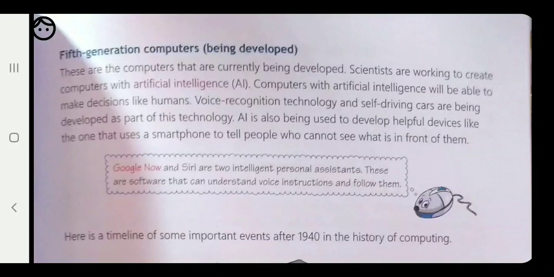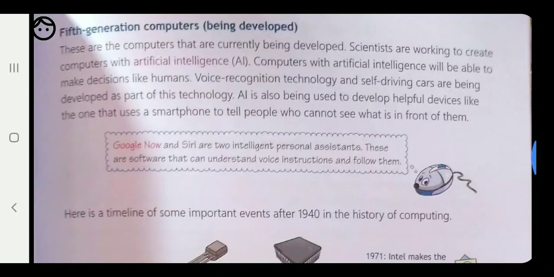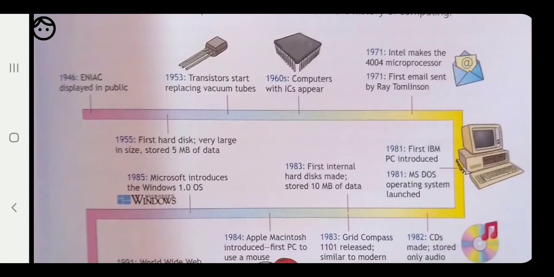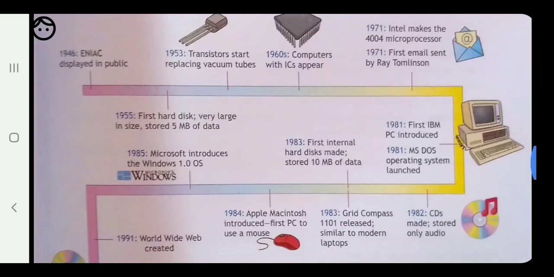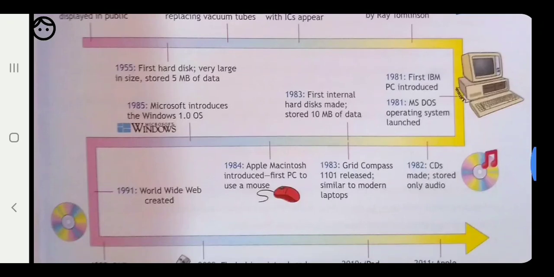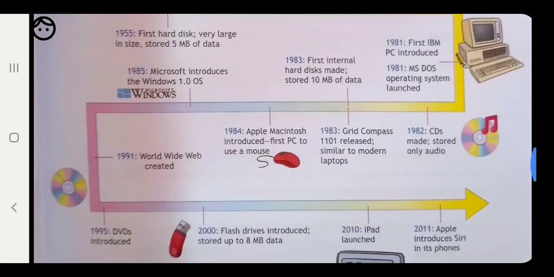Google Now and Siri are two intelligent personal assistants. These are software that can understand voice instructions and follow them. So in 1946, ENIAC was displayed in public. 1953, transistor. 1960, ICs, integrated circuits. 1971, microprocessor. Again the same process goes on from year to year. 1981, 1983, 1985, all this shows the actual development of the technology.